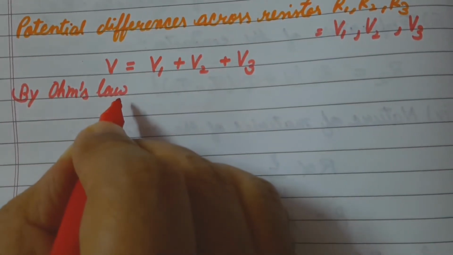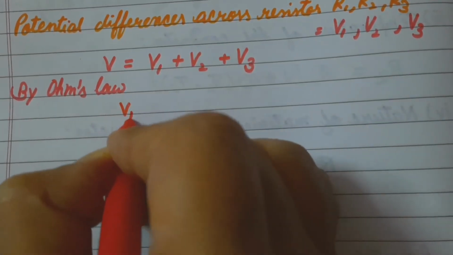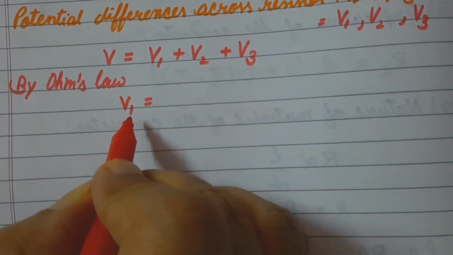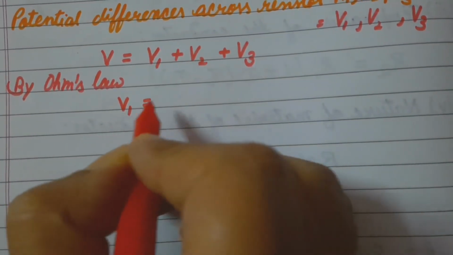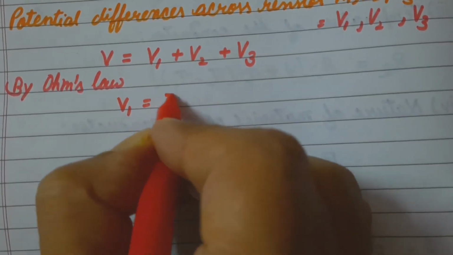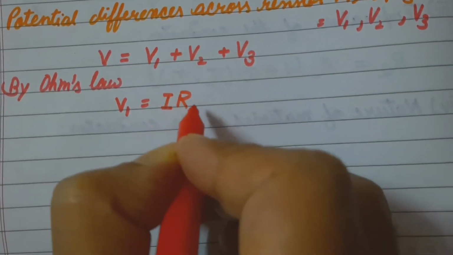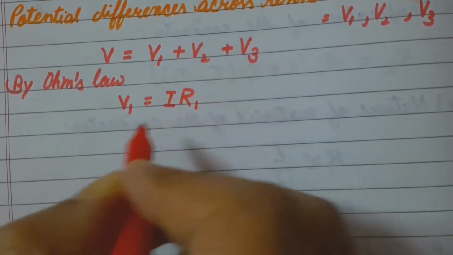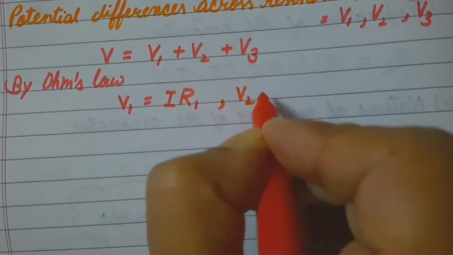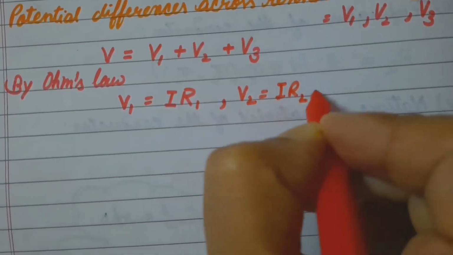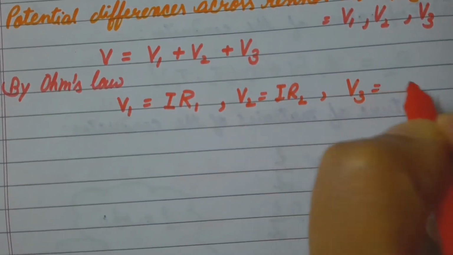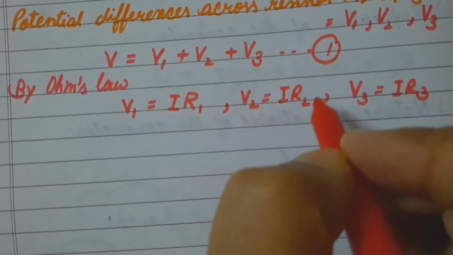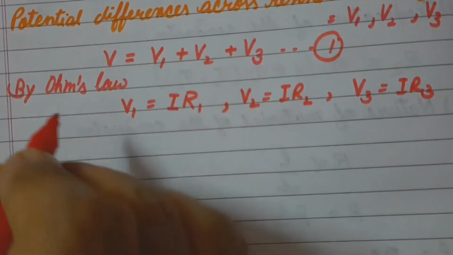By Ohm's law, V can be calculated as V equal to IR, but here 1 is used for the first resistor. Then V1 can be written as I R1. Current is the same but the resistor is different, that is R1. V2 is IR2 and V3 is IR3. This is equation 1.